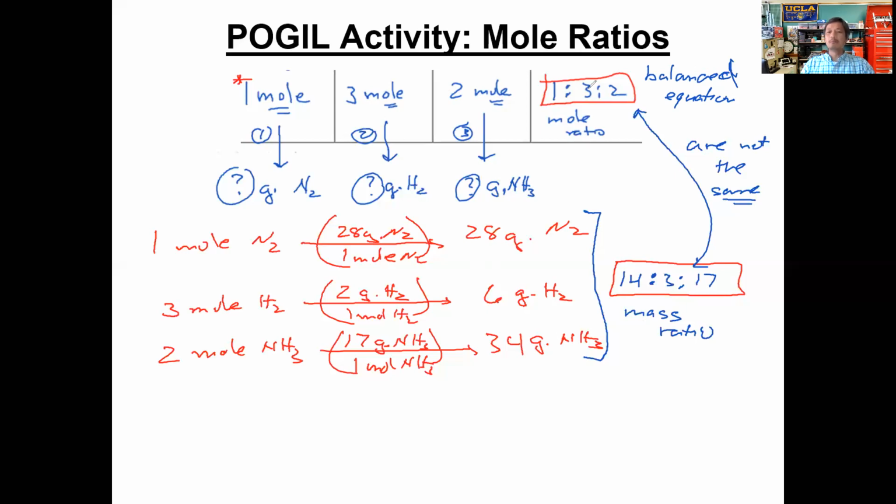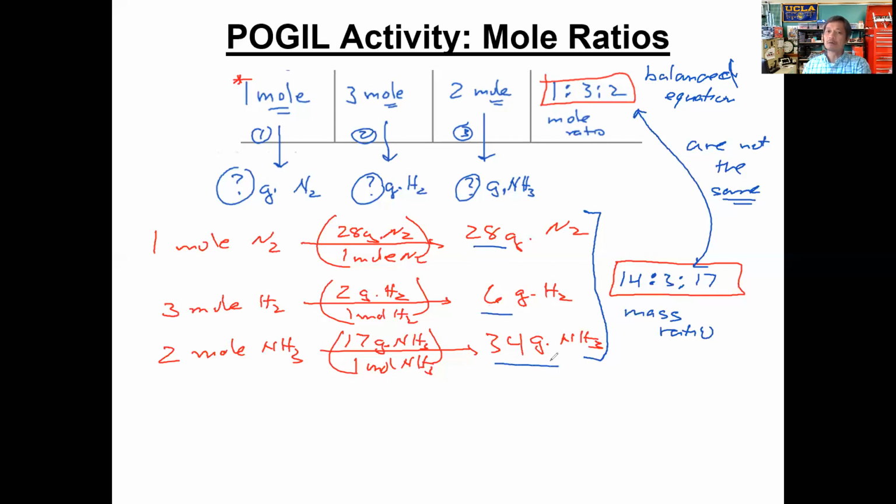We can't measure out 1 mole of nitrogen. We can't measure out 3 moles of hydrogen. We cannot measure out 2 moles of ammonia. There are no instruments, no tools that we can use to measure out moles. However, we do have tools that we can use to measure out masses.